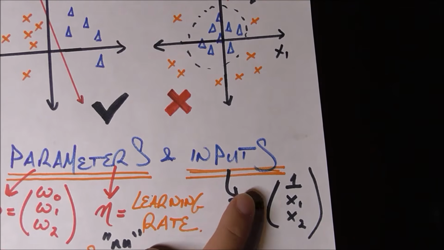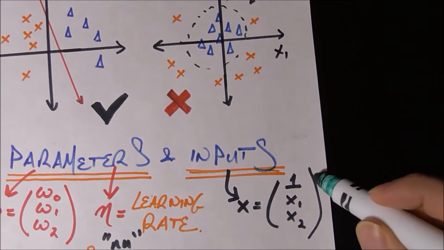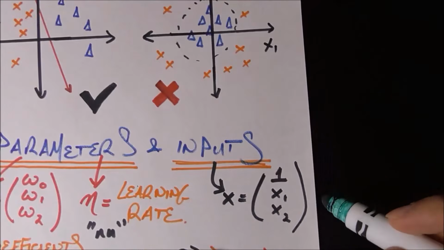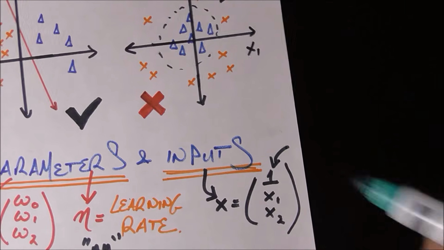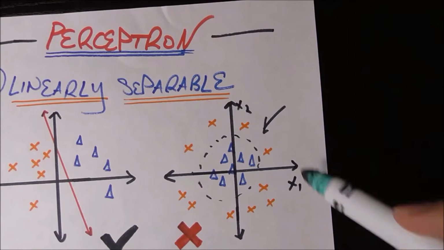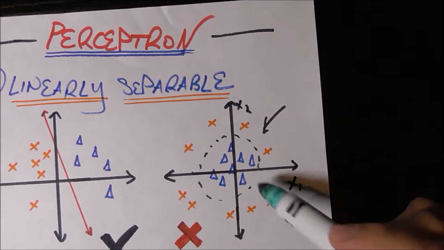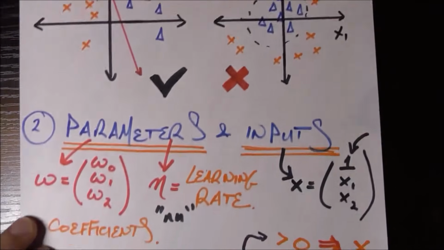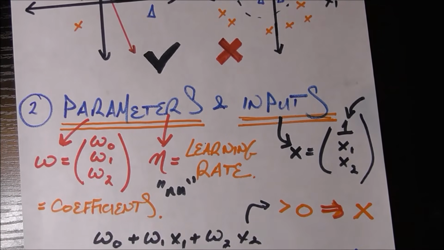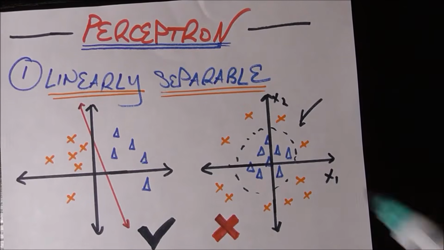And of course the input is this vector, which also has 3 elements, one more than the number of dimensions we have, because we need the first element to always be 1 as the constant term. The other elements are the x1 and x2 coordinates of each data point we're trying to classify. Now that we have our parameters and our inputs, how do we put them together to figure out which class any given data point should be in?